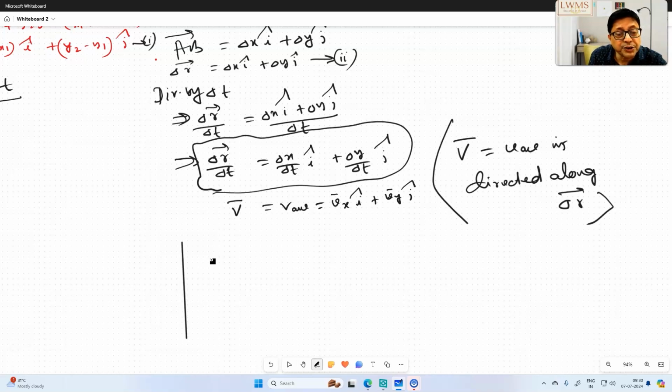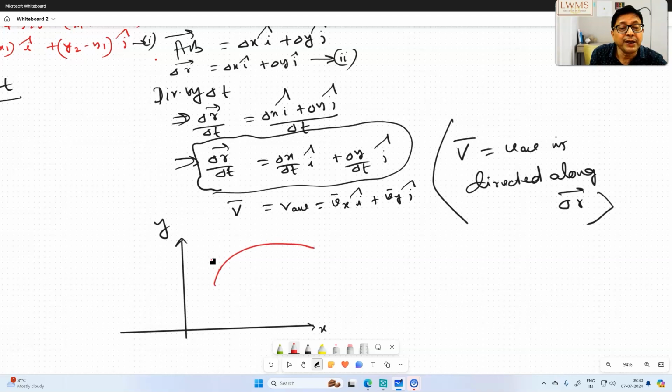So average velocity and displacement vector are well-defined terms. Now this is your x-axis, this is y-axis. Particle is moving along this curve, say from A to B. Displacement vector, you know it already, it is directed along AB, and average velocity vector is directed along delta R. This is delta R, and this is the direction of V average also. Same direction.